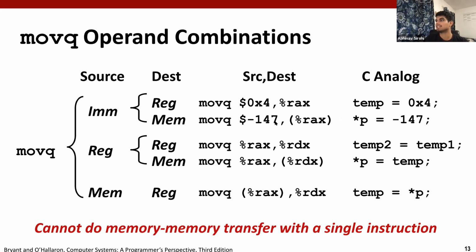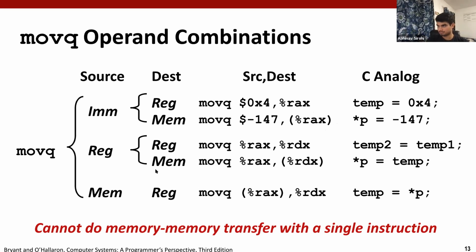If we just did negative 147 and %rax without the parentheses, that's like saying you want to move the value negative 147 into the register. But let's say the register already contained a memory address that you wanted to move it to. Then you would use the parentheses, because then it would dereference what's in RAX and move your negative 147 into that, which is the memory address you'd want to move it to. And then there's a few more examples here.